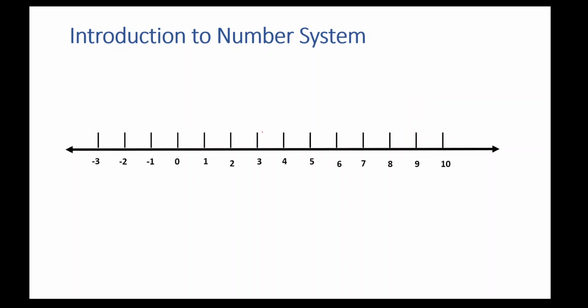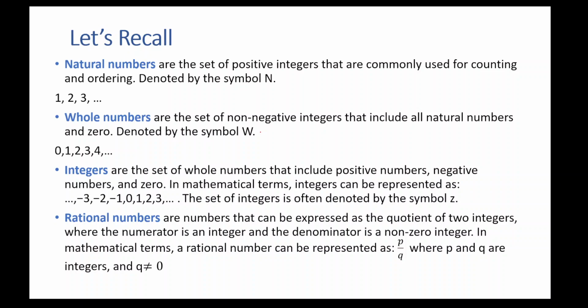Let us see what different types of number systems we have. Let's recall the natural numbers. Natural numbers are the set of positive integers that are commonly used for counting. 1 apple, 2 apples, 3 apples. In this ordering, we denote this as N. Whole numbers are the set of non-negative integers that include all natural numbers and 0. It is denoted with W.